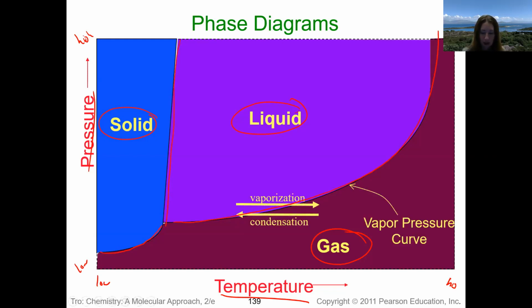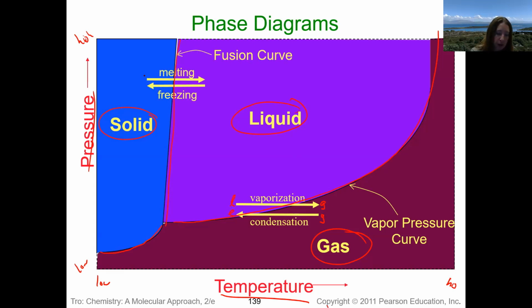So when we go from a liquid to a gas, that's called vaporization. If we go from a gas to a liquid, that's called condensation. If we go from a solid to a liquid, that's called melting. If we go from a liquid to a solid, that's called freezing. So when we melt something, we call it fusion. So melting is called fusion, or freezing, fusion.